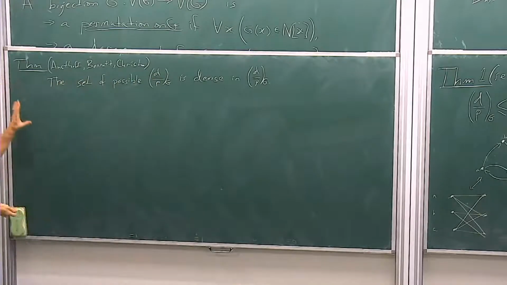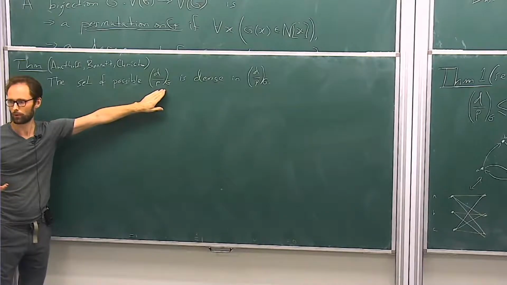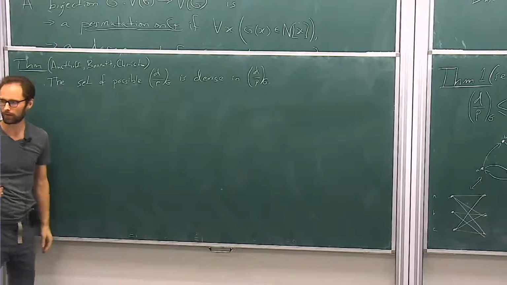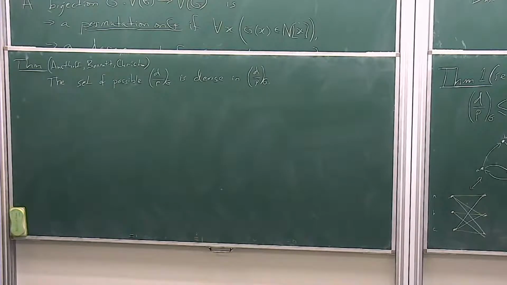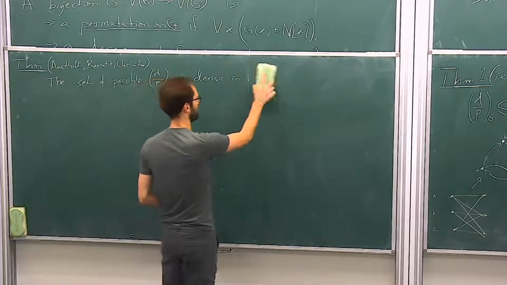So there's a more refined version of this result, or a question that's still open, I think: is it true that every rational number between 0 and 1/2 can be achieved as this ratio for some graph? You mean it's dense between 0 and 1/2, yes. I do mean that.